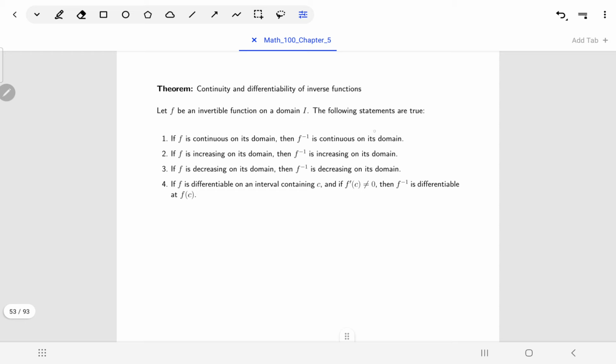They might have different domains. That's the one thing that might be different. So f will be continuous on its domain and f inverse will be continuous on its domain. They may not be the same domain for each. So just be aware of that.